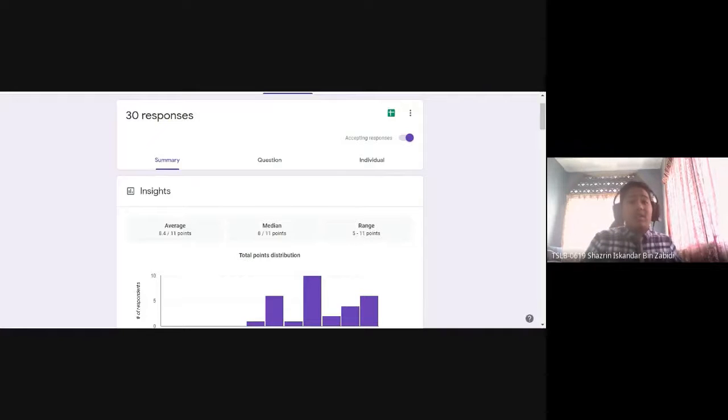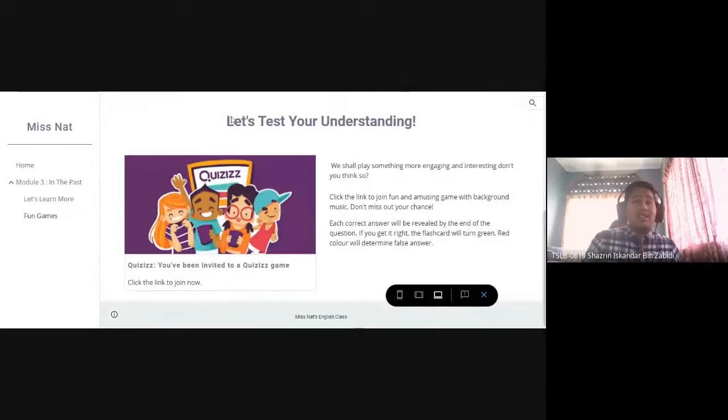If we look at the post-test evaluation where the students have answered, we could see that the average is 8.4 over 11 points, which is pretty good for the students. This shows that students have made quite a significant improvement in the lesson. Thus, we can conclude that the objective of students being able to understand simple past tense is achieved.